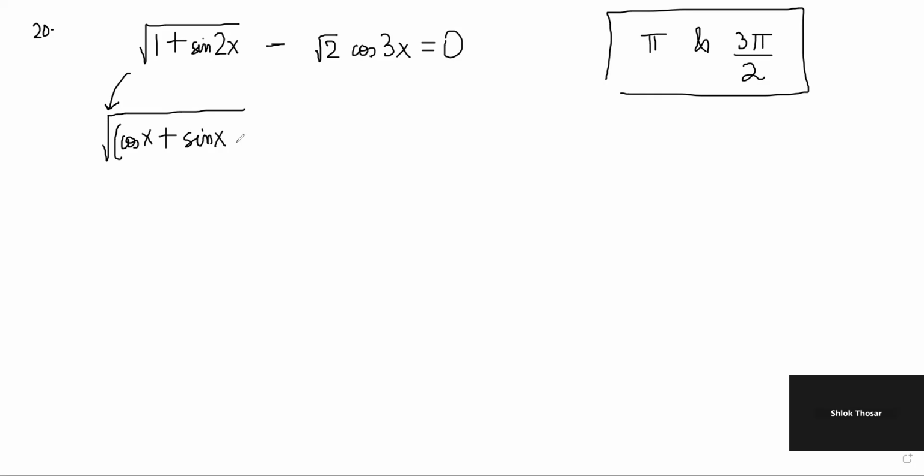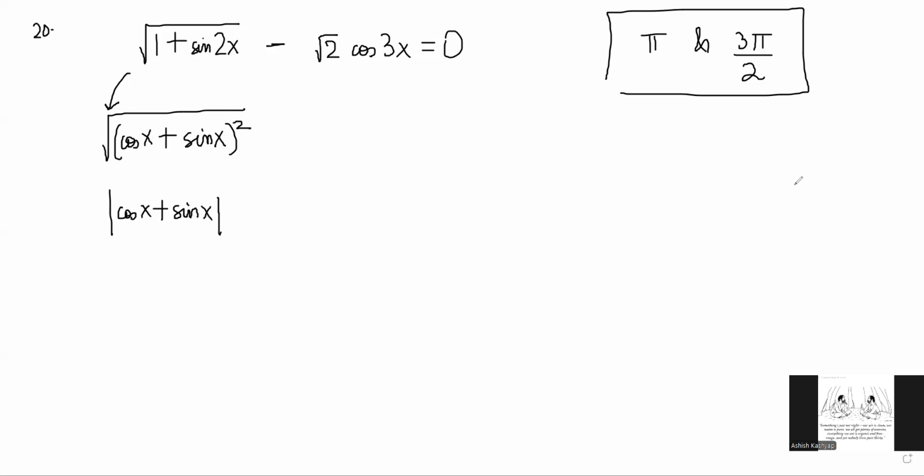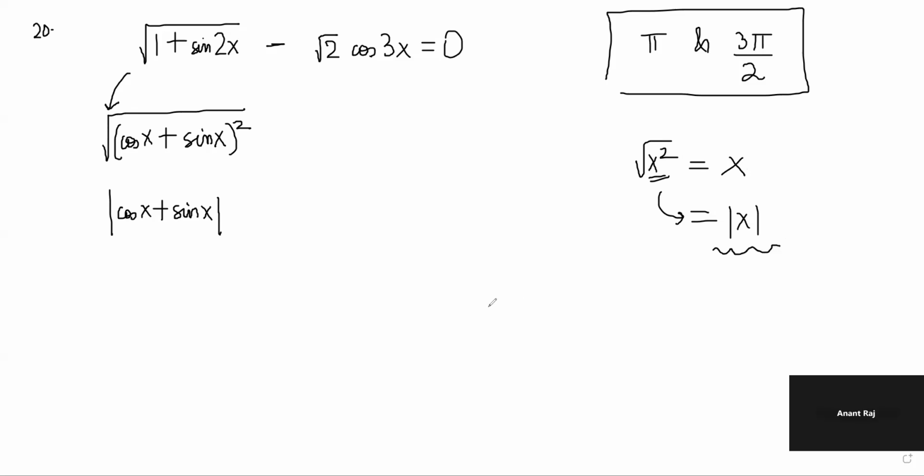Sir, it will become mod sin x plus cos x. Root over x square is not x, it is mod x, because x square could have come from minus x whole square also, but you have to give the answer as a positive quantity. Yes. Your answer has to be always positive if it comes out of a square root. The only way to ensure that is by putting a mod. Yes. You will get this situation.